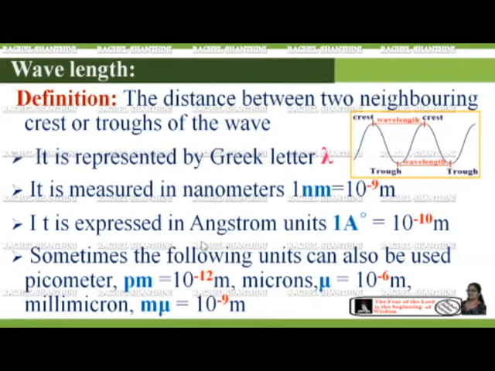It is expressed in angstrom units also. 1 angstrom is equal to 10 to the power of minus 10 meters. Sometimes the following units can also be used to express wavelength. They are picometer, pm, which is equal to 10 to the power of minus 12 meters, micron, mu, that is equal to 10 to the power of minus 6 meters, and millimicron, m mu, that is equal to 10 to the power of minus 9 meter.